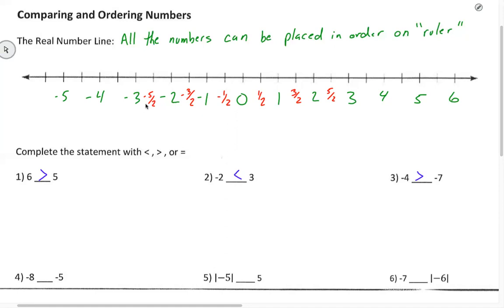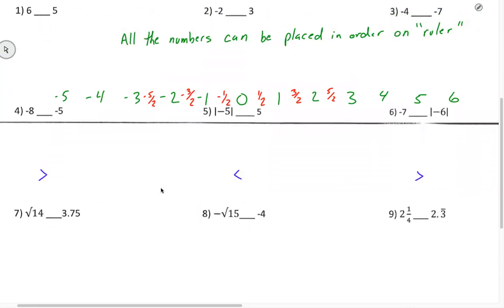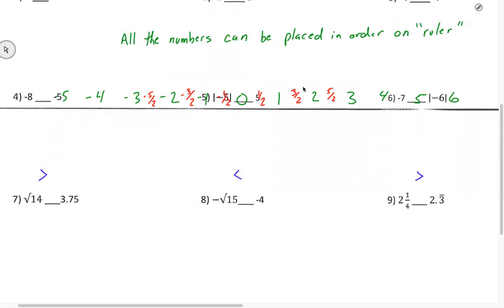So why don't you try the ones on the bottom? Be careful with the absolute value. Remember what it corresponds to and what it means. Just try 4, 5, and 6 real quick.